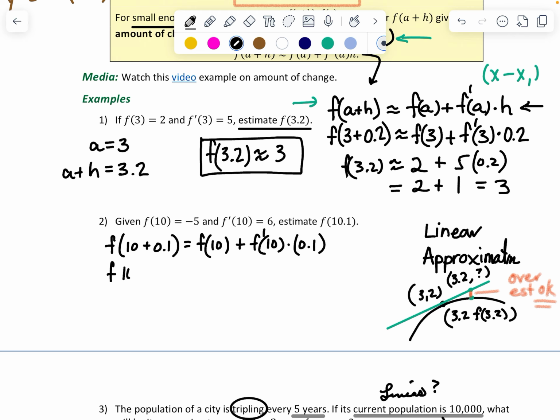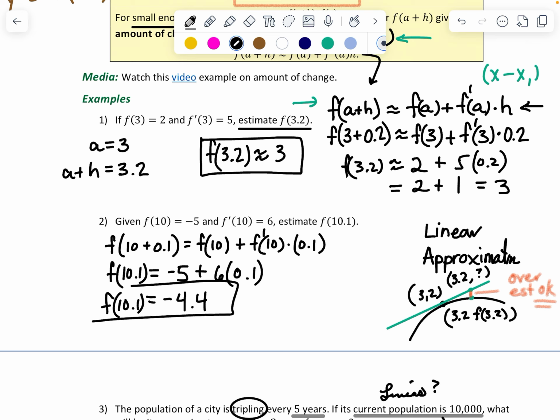So here we have f of 10.1, but we're going to start at f of 10. So f of 10 in this case is -5, plus f prime of 10 is 6, and then we have times 0.1. So we have all our information in, and now we just multiply and simplify. We get -5 plus 0.6, so I get -4.4. That's our f of 10.1. Okay.